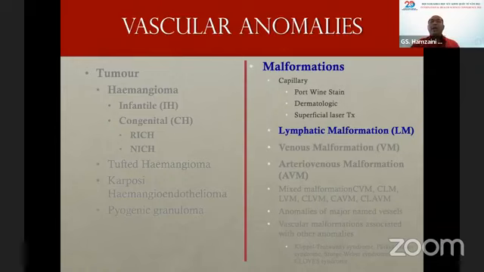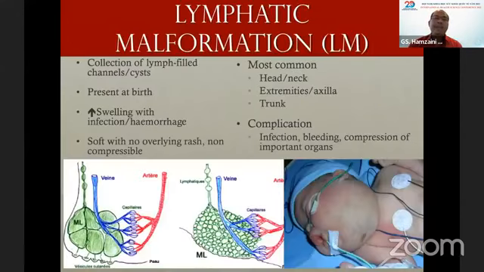Okay, now we are done with vascular tumor. Now we go to vascular malformation. Number 1 is lymphatic malformation. Lymphatic malformation is actually a collection of lymph-filled channels.